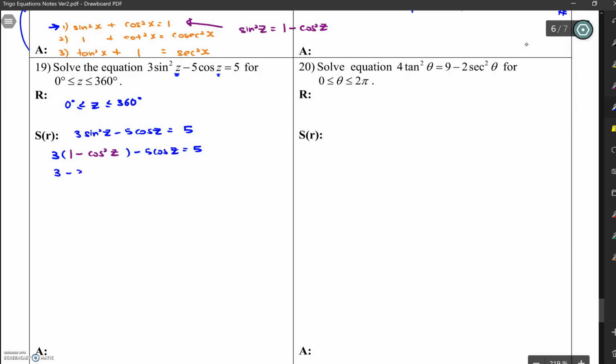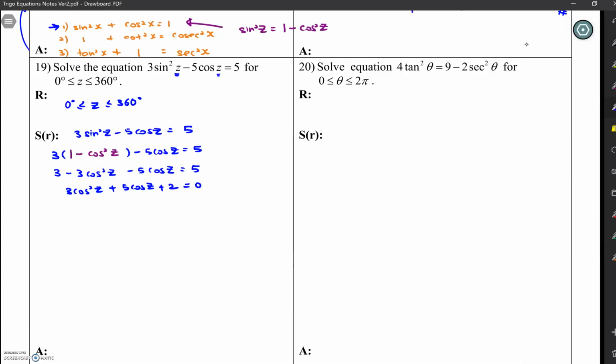I'm going to do it slowly, so I'll open up my bracket to do my expansion, and I'll write it this way instead. To make it easier to factorize, right now we have all cos already, so it's easier to have a positive cosine. So let's bring everything to the right hand side. We will have 3 cosine squared z plus 5 cosine z. With 3, I bring it over to the other side, it will be 5 minus 3, which gives me 2, equals to 0. Now, doesn't this look like a quadratic equation where you can do your factorization?